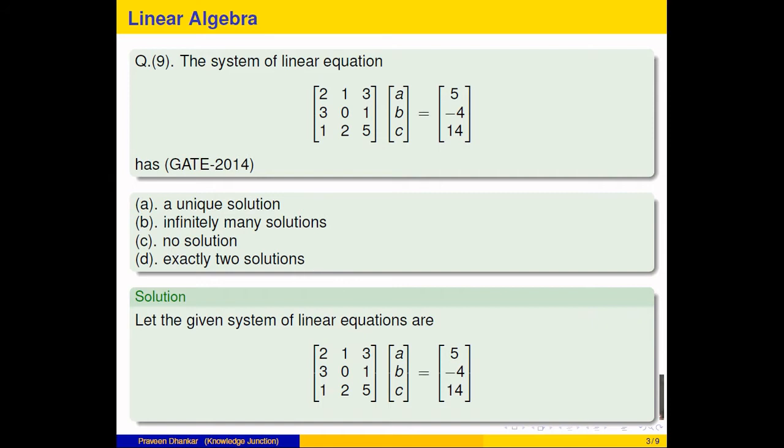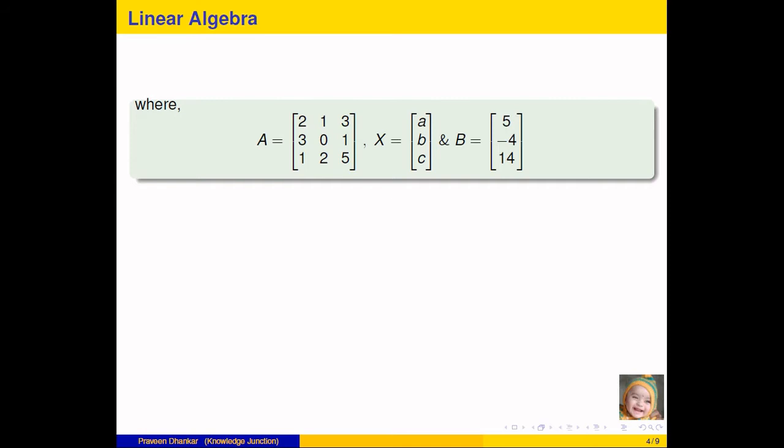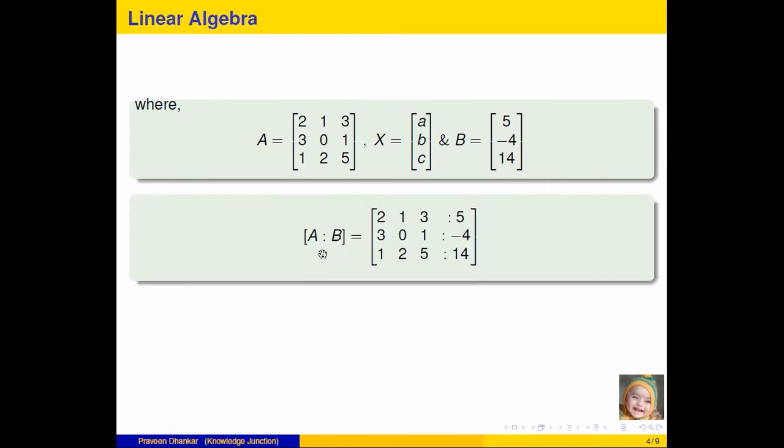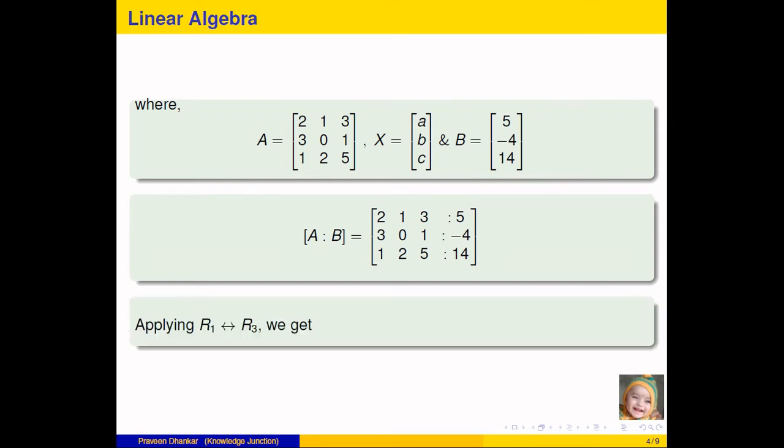Here we define this matrix as A, this is the variable matrix x, and this is the constant matrix B. This is the coefficient matrix A. So we consider the augmented matrix AB, which comes as 2 1 3 5, 3 0 1 minus 4, 1 2 5 14. Now we apply the operation R1 interchange with R3.